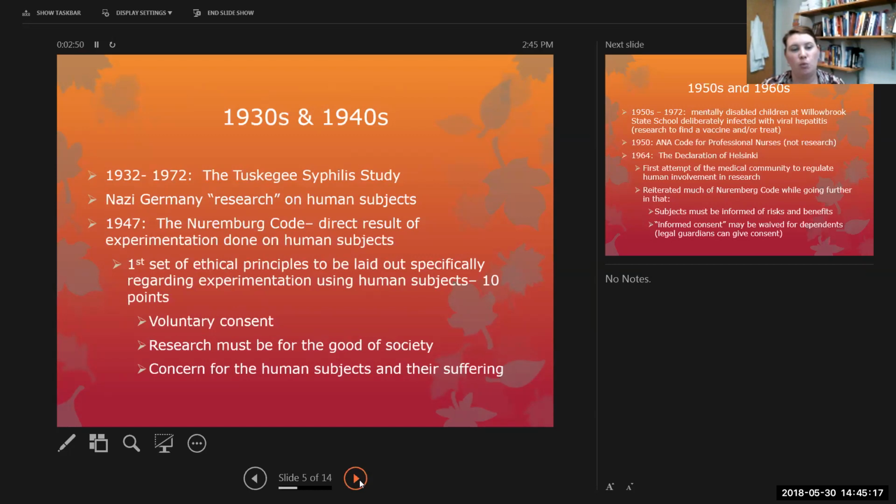This was the first time we had a set of ethical principles laid out specifically in regards to the use of experimentation on human subjects. The Nuremberg Code laid out 10 points for all of us to follow. First, that people voluntarily consent to being part of research that would be done on them. That research must be conducted for the good of society. And that we have a concern in conducting our research for the human subjects and the suffering that they may endure during the study.